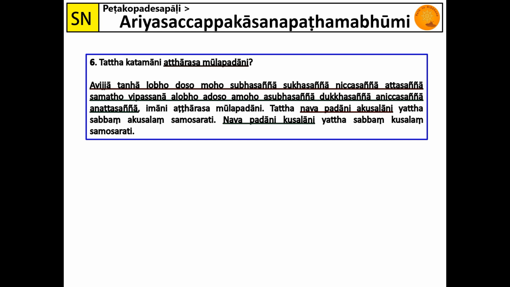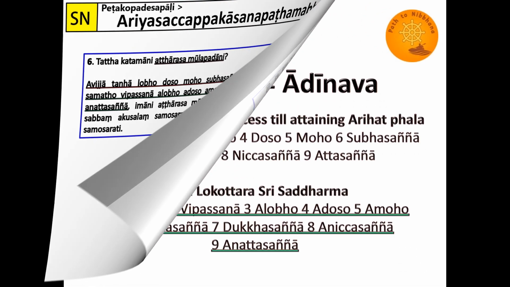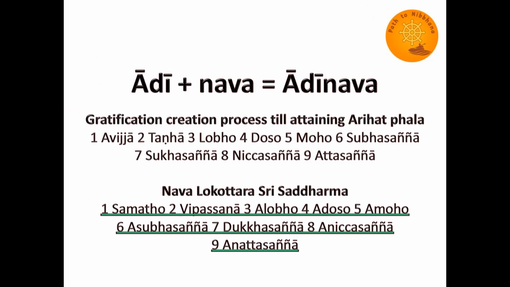Then we looked at the other side, which is the Navalokottara Sri Saddharma. Then again it's 9, which are samatha, vipassana, alobha, adosa, amoha, asubha sanya, then dukkha sanya, anicca sanya and anatta sanya. And these two matched. So this is what is taking you away from the world, or taking towards Nibbhana.